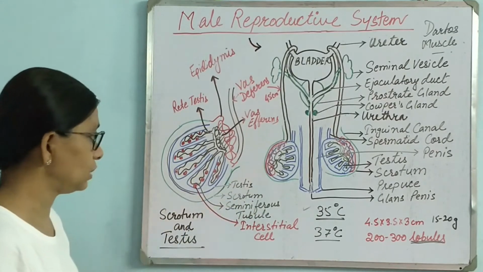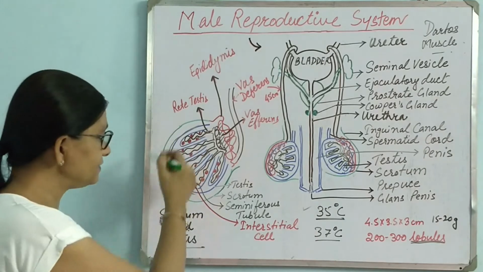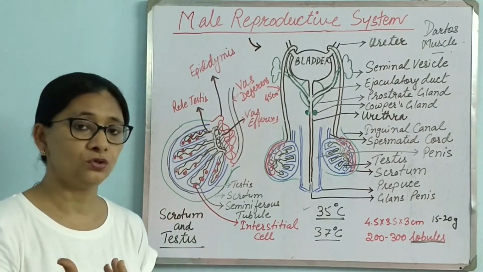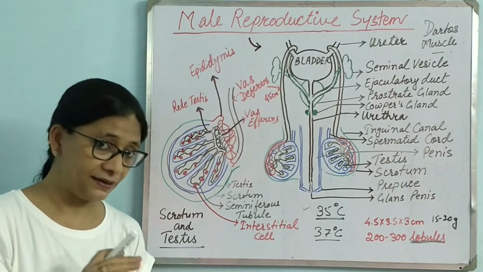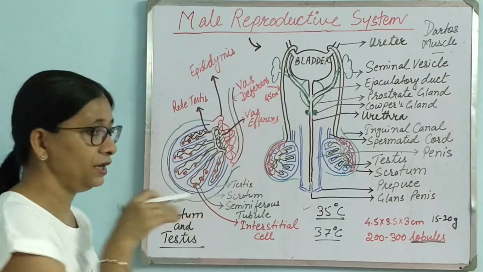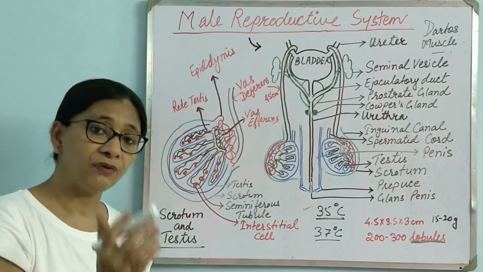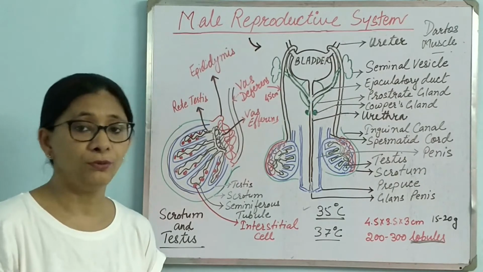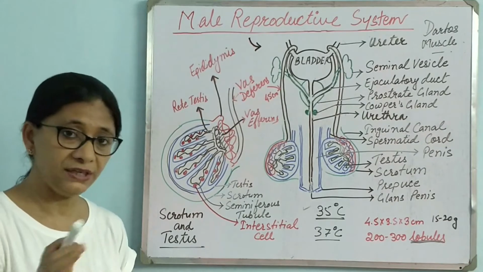Now come to the testis. How does it look and what is its function? The wall of the testis is also made up of 2 layers. The outer layer is the tunica vaginalis and the inner layer is the tunica albuginea. The tunica albuginea protrudes inside the testis with the help of connective tissue, and it divides the testis into many lobules. Each testis has roughly 200 to 300 lobules.